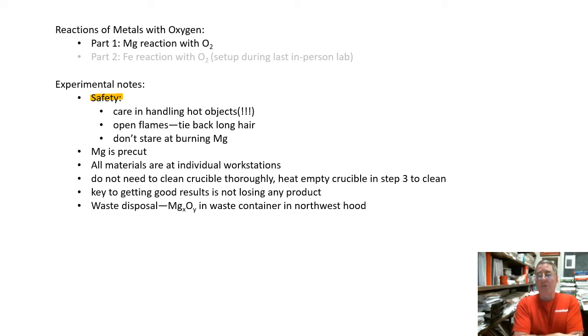The most important thing with any lab is thinking about what you're doing. If you want to get good results, you've got to think about what's happening in the lab and what would lead to errors in the lab. So in this one, it's not losing any product. So not heating it too rapidly so that it comes flying out of the crucible and you get some of that ashy magnesium oxide being lost. And then waste disposal, the magnesium oxide will go in a waste container in the northwest hood.